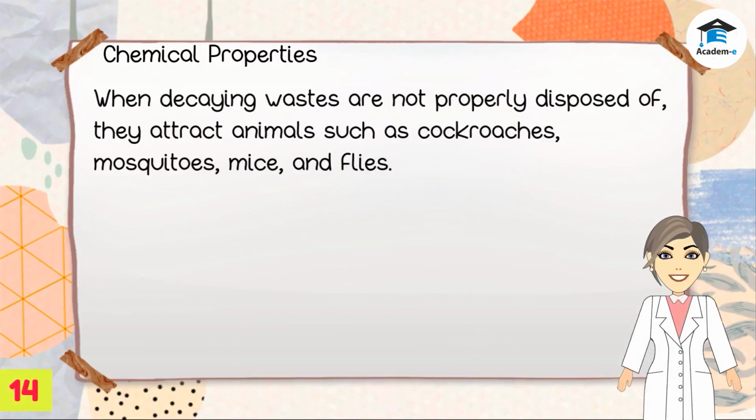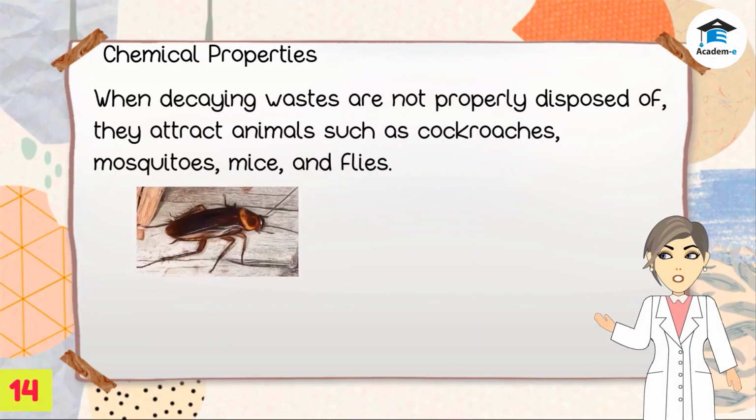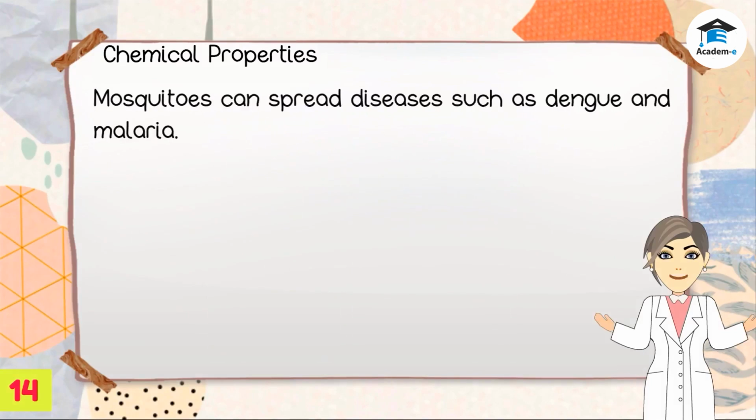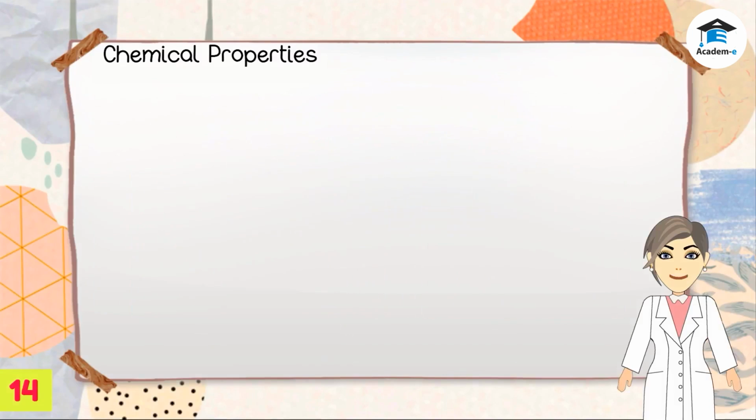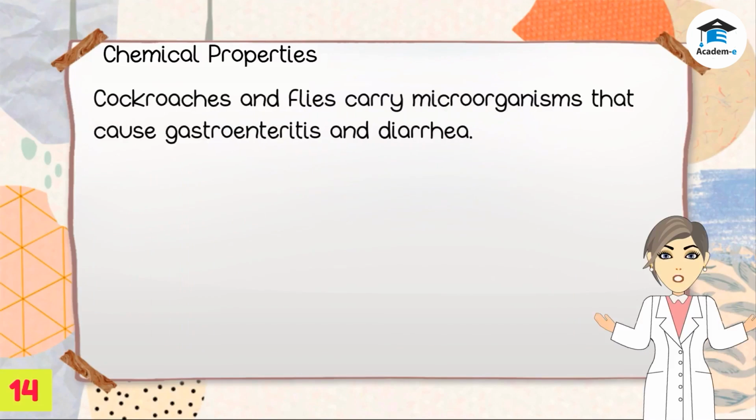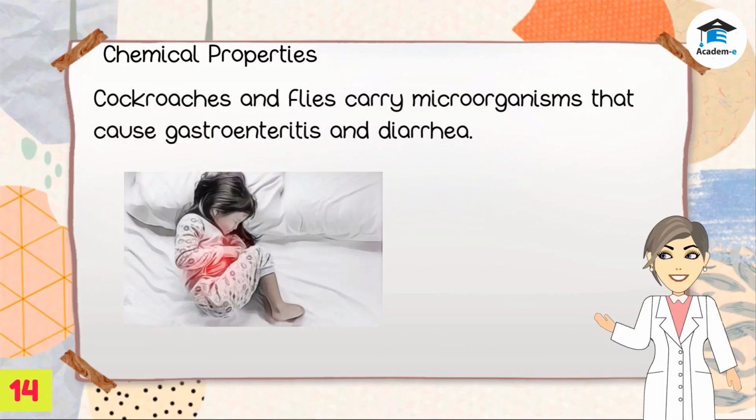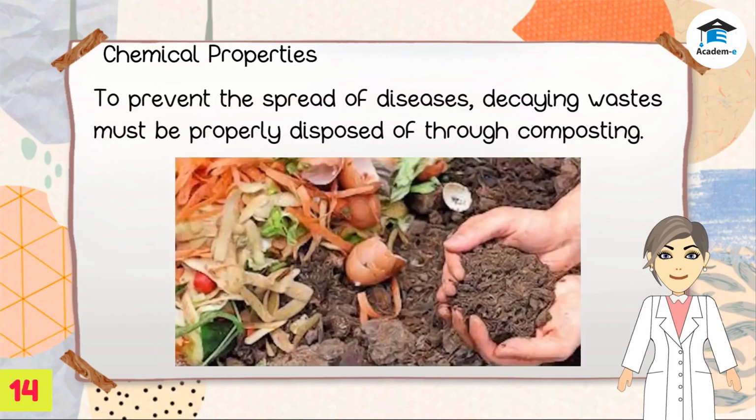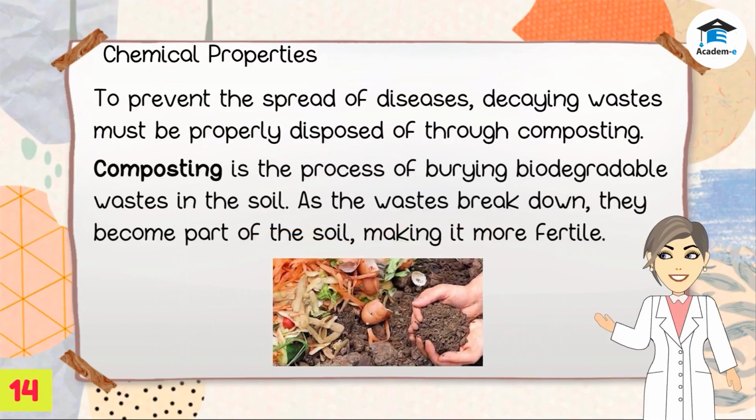When decaying wastes are not properly disposed of, they attract animals such as cockroaches, mosquitoes, mice, and flies. Mosquitoes can spread diseases such as dengue and malaria. The wastes of mice cause leptospirosis. Cockroaches and flies carry microorganisms that cause gastroenteritis and diarrhea. To prevent the spread of diseases, decaying wastes must be properly disposed of through composting. Composting is the process of burying biodegradable wastes in the soil. As the wastes break down, they become part of the soil, making it more fertile.